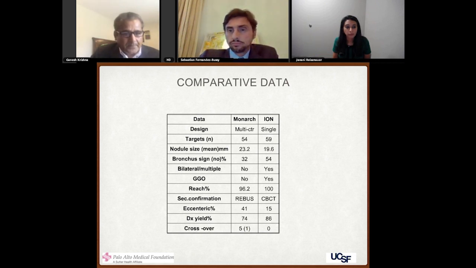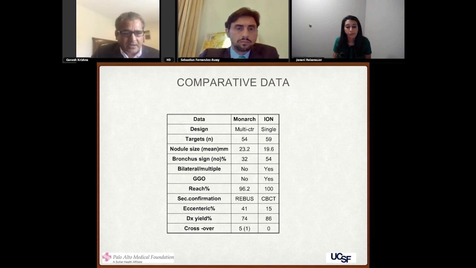So we can compare the 2 robotic systems. I would argue that the Monarch system is not really a comparable system to Ion. They are 2 different systems. They have their own merits, except for the robot part, which offers the stability. I believe the Monarch system is an electromagnetism-based system with the ipsilateral field generator and sensing hemithoracic volume assessment.